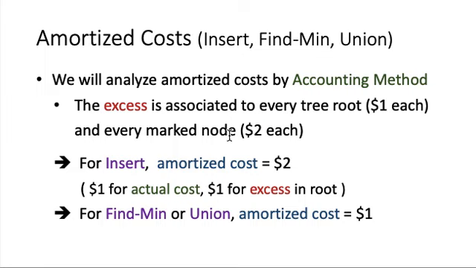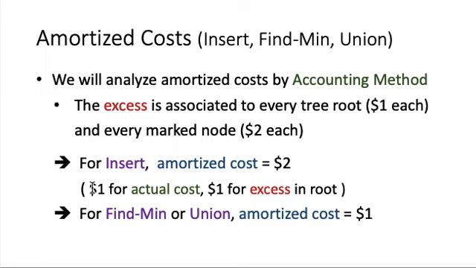Now for insert, we will set the amortized cost to be $2, so it is constant. Now after inserting a node into the tree, we will have one extra node as the tree root.